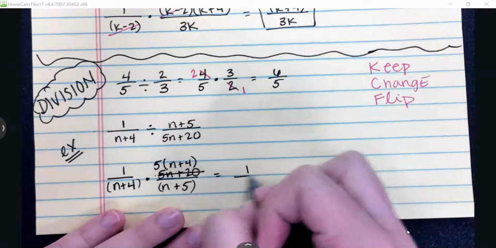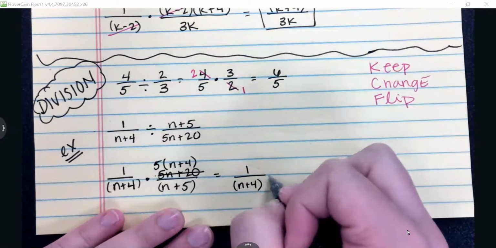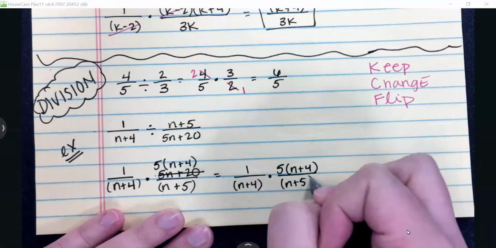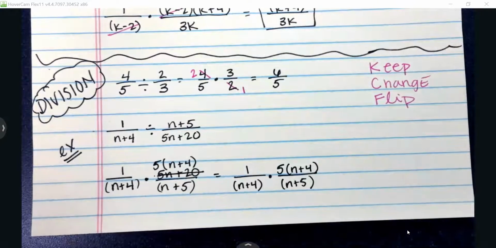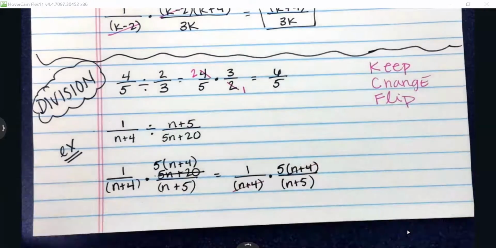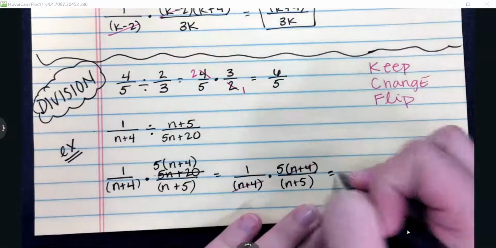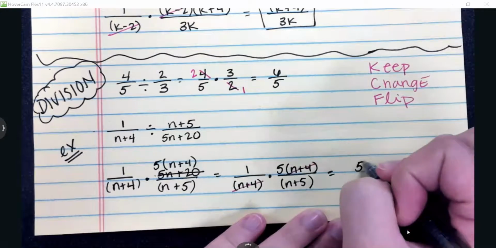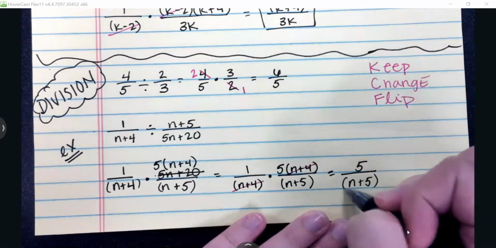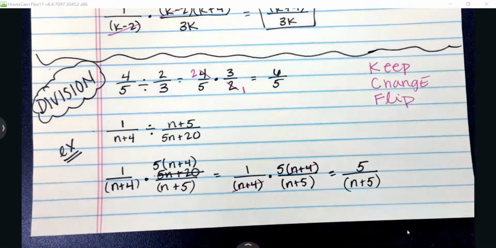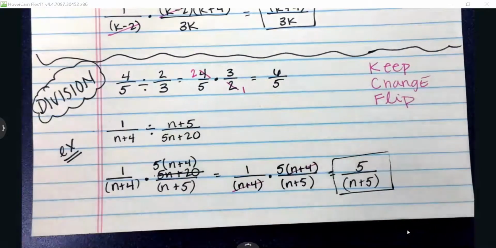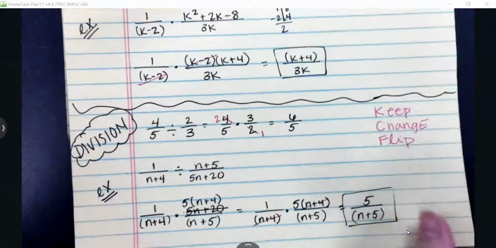So if I needed to rewrite this nice and neat, I would do it quickly. And what do I notice now happens? I can cancel out my n plus 4s. So when I multiply straight across, 1 times 5 is 5. And then 1 times n plus 5 would just be n plus 5. Can my 5s cancel? No. Okay. All right, very last one.